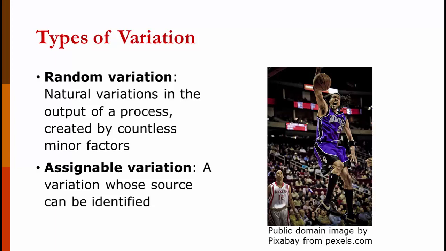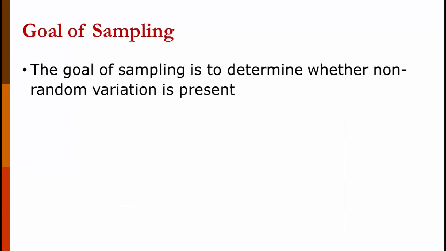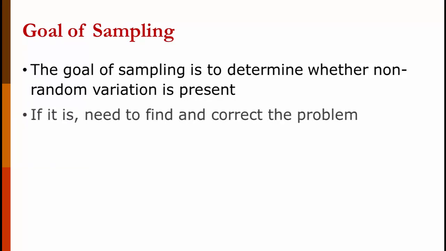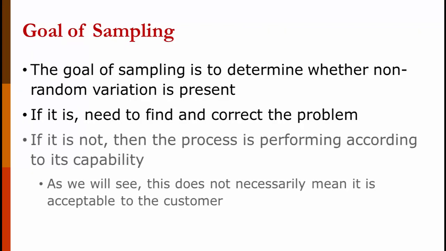The job of sampling and putting together a control chart is to test to see whether this non-random assignable variation is present. The job of sampling ends at that point. If the sampling indicates that assignable variation is present, management has to go figure out what's causing it and resolve the problem. If there is no non-random variation present, then the process is performing according to its capability.